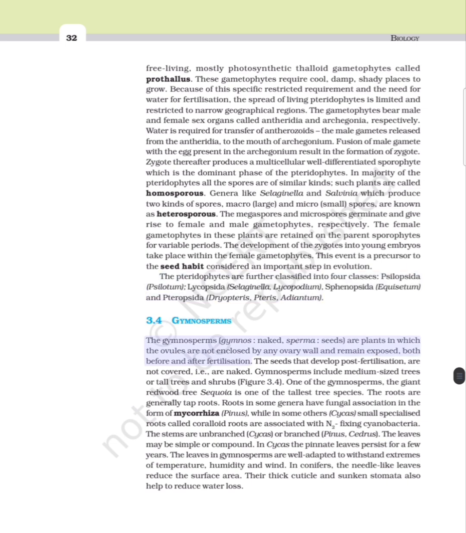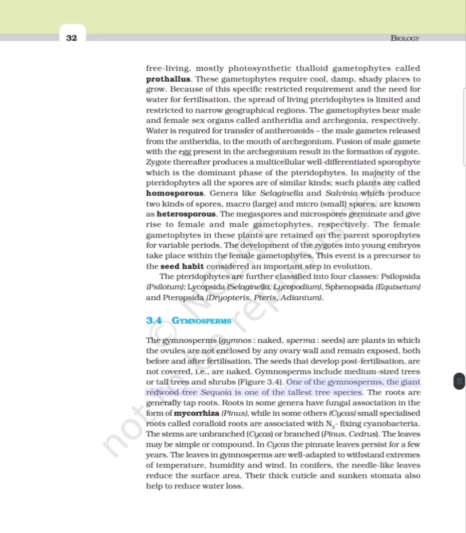3.4 Gymnosperms. The gymnosperms (gymnos, naked; sperma, seeds) are plants in which the ovules are not enclosed by any ovary wall and remain exposed, both before and after fertilization. The seeds that develop post-fertilization are not covered, i.e., are naked. Gymnosperms include medium-sized trees or tall trees and shrubs. Figure 3.4.